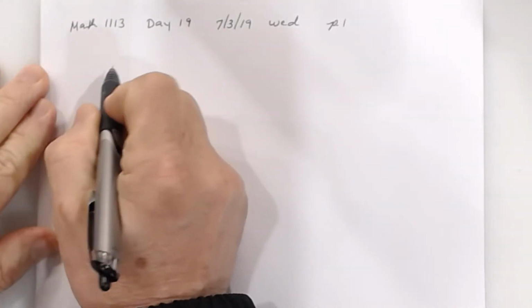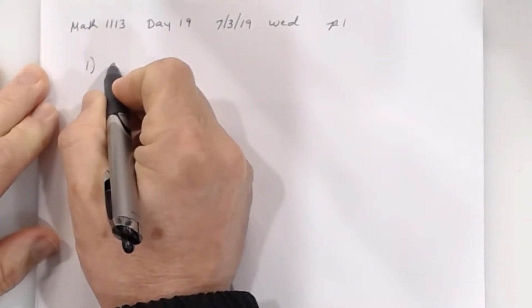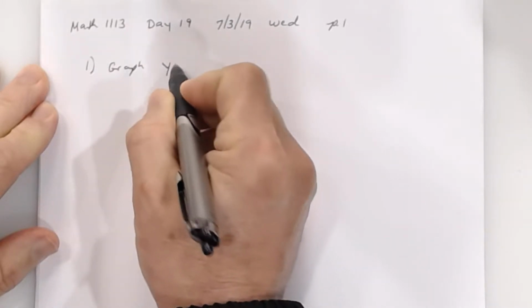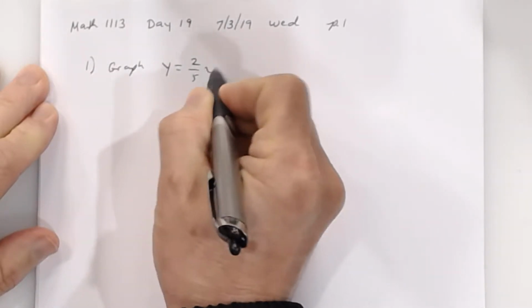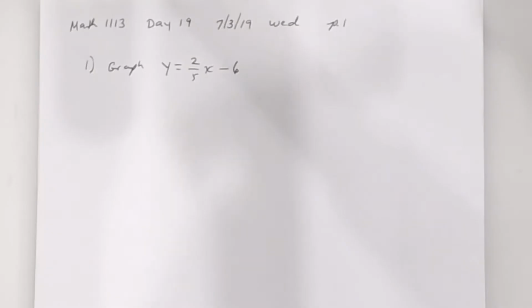Now remember, this part's a review. So let's suppose you want to graph. Let's do number one. We want to graph this line, y equals 2 fifths x minus, let's say, 6. All right, 2 fifths x minus 6.